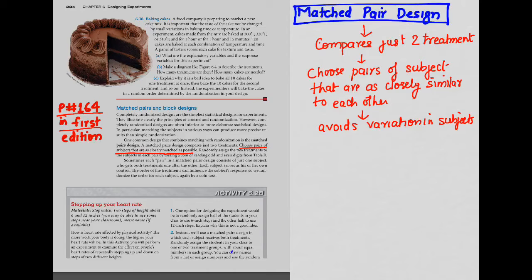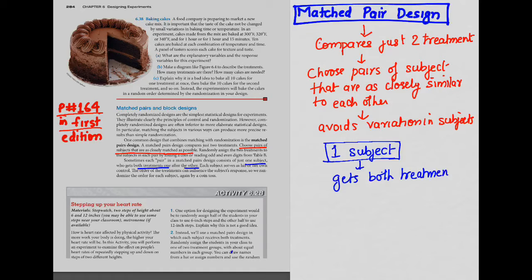All right, but sometimes, instead of two subjects, the matched pair may have just one subject. So you pick just one person for that, instead of two people. You have one subject who gets both treatments. So you see that one subject gets both treatments. This is done so that we can have exactly the same person for both experiments, and we can reduce the variability.